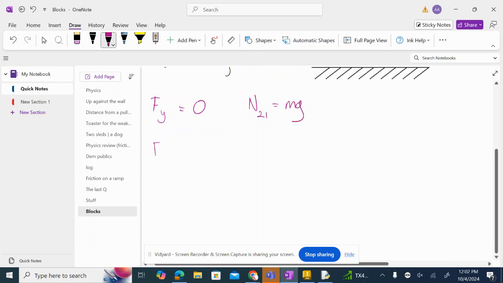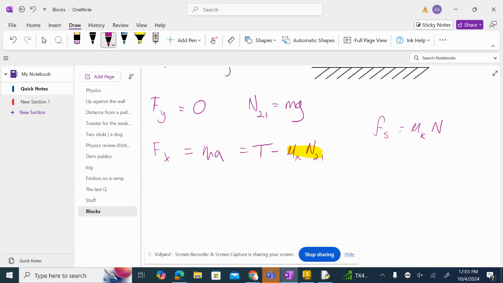And then we're going to do our Fx, which is going to equal ma, because that is the equation for acceleration. Ma equals our tension minus our coefficient of friction, mu k, N21. Now, this part right here is just the same thing as saying Fs is equal to mu k N. We're just making sure that we're subbing in the correct values. And then we're going to set these equations equal to each other. Sorry, no, we're going to add them.